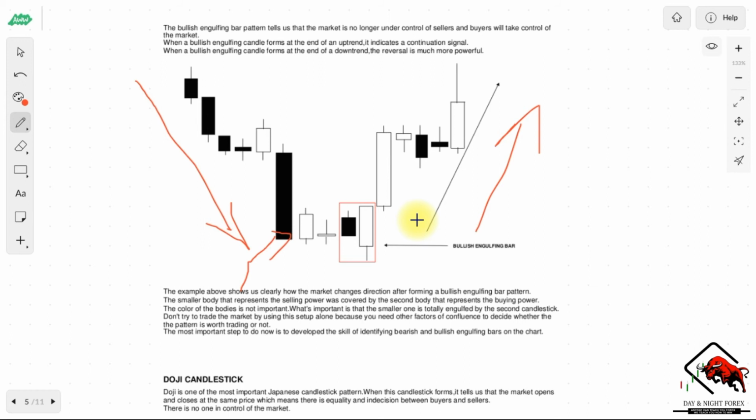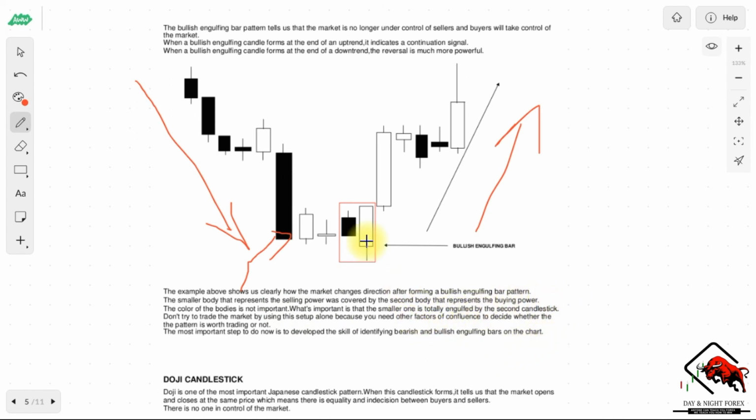The example above shows us clearly how the market changes direction after forming a bullish engulfing bar pattern right at the end of a downtrend that was going on. The small body that represents the selling power was covered by the second body, which represents the buying power. So the color of the bodies is not important. What's important is that the smaller one is totally engulfed by the second candlestick.